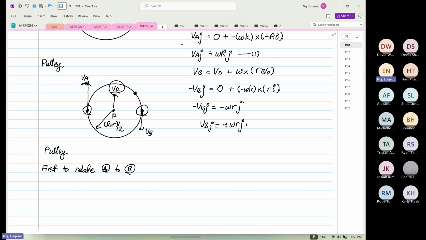Why is it for the pulley, so this again, okay, maybe not a very good drawing, I'll still call this point A over here, point B. Why do we want to relate point A and point B first, rather than point A and point P? Because with this, we can determine what? Omega at the pulley, okay?